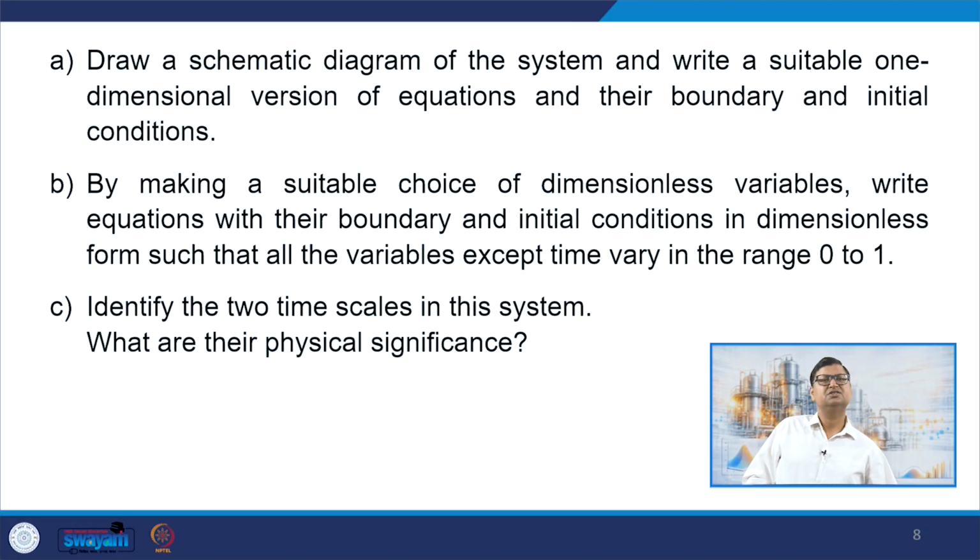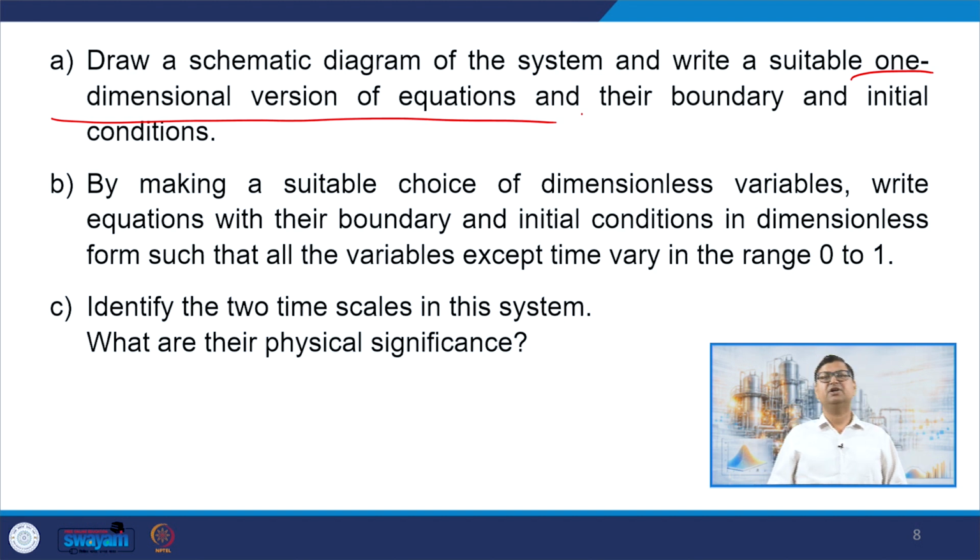So, what we are asked is to draw a schematic diagram of this system and write a suitable one dimensional version of equations and the corresponding initial and boundary conditions. And after that, we have to make a suitable choice of dimensionless variables, just like what we did for the heat equation. We want to do it in this case and write the equations with their boundary and initial conditions in dimensionless form, such that all the variables except time vary in the range of 0 to 1.